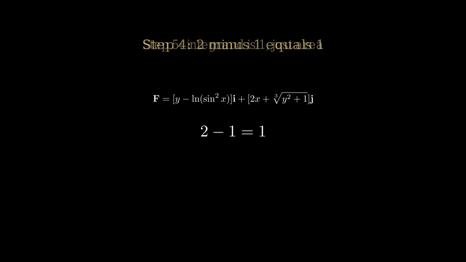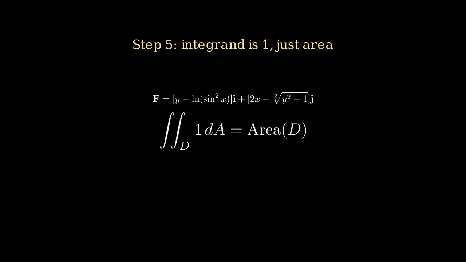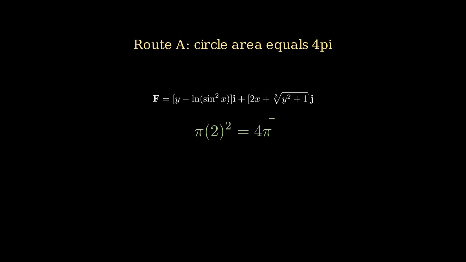Step 5. Since the integrand is just 1, the double integral over D of 1 dA is a geometry shortcut. It simply computes the plane area of the region. Route A. Recognize the shape directly. The area of a circle with radius 2 is pi times 2 squared, which equals 4 pi.